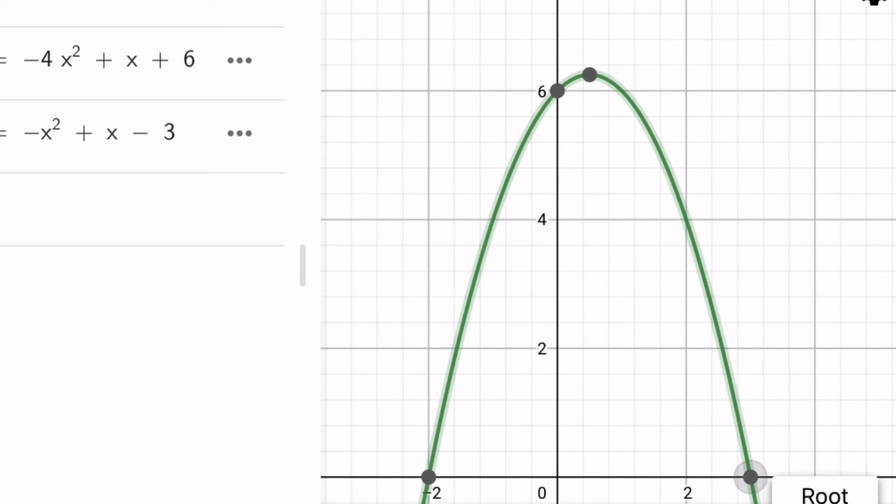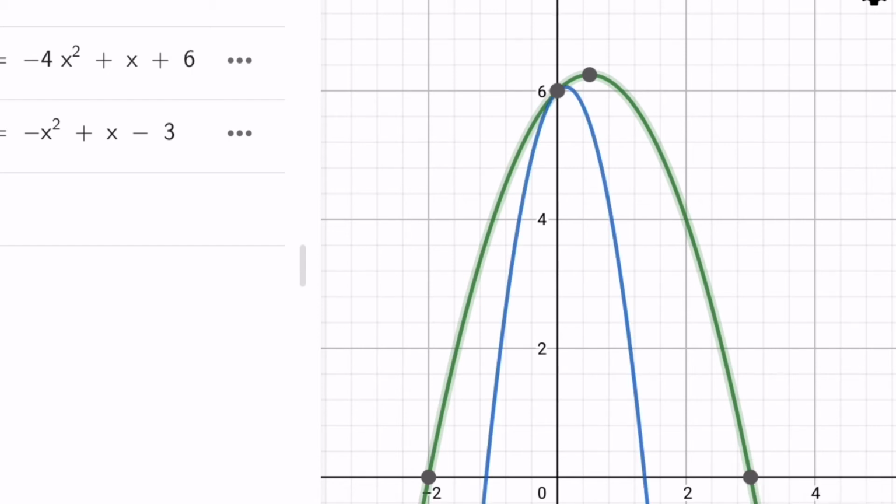Let's say I change a, the coefficient of x squared, the number that multiplies x squared, which is -1, to -4. What will happen to the quadratic function? Will it look wider or narrower? Okay, let's have a look. This is the blue one.